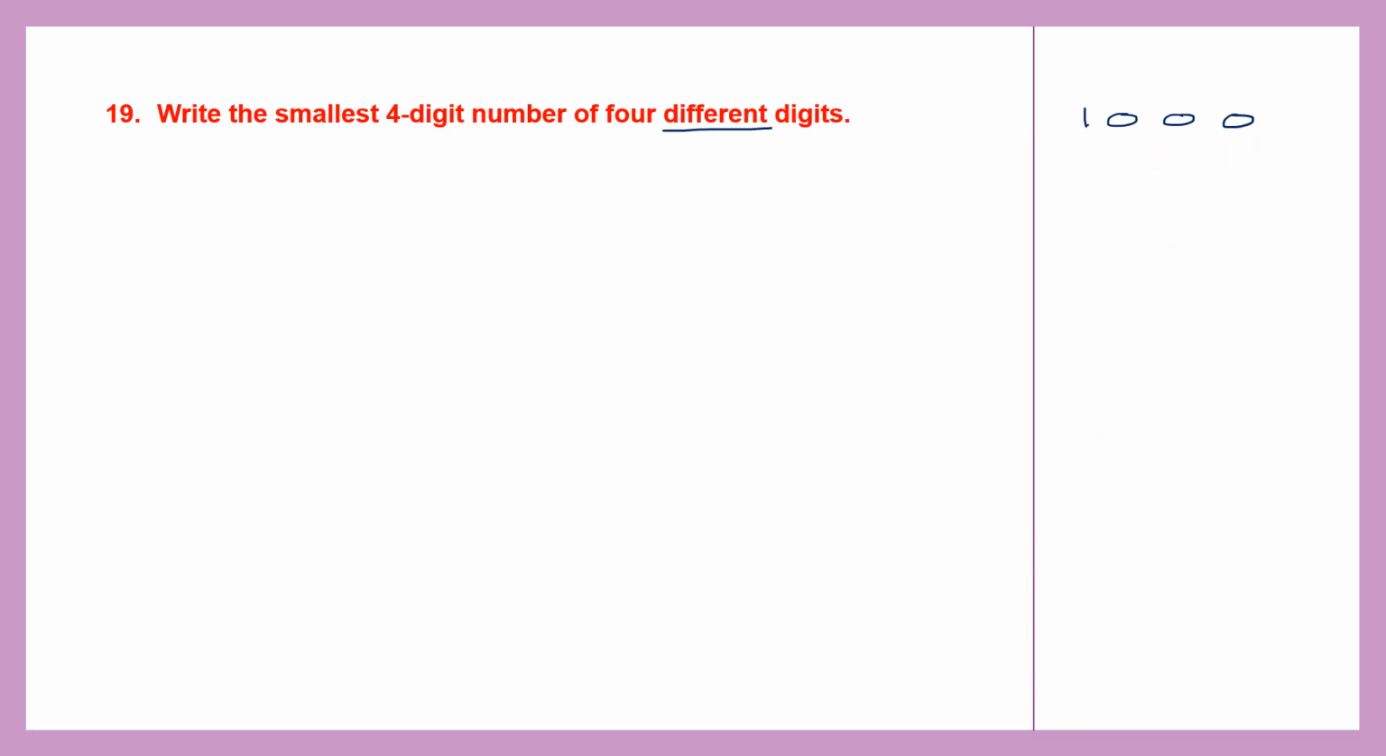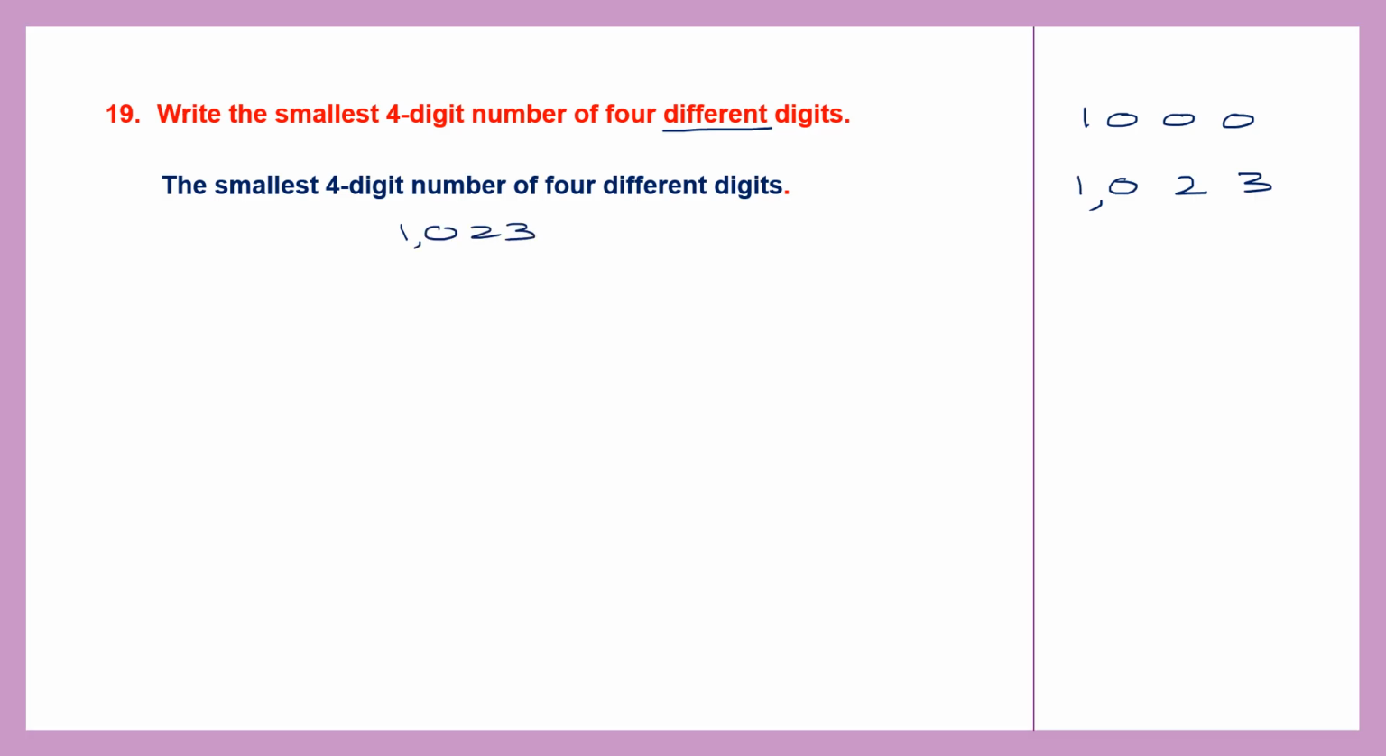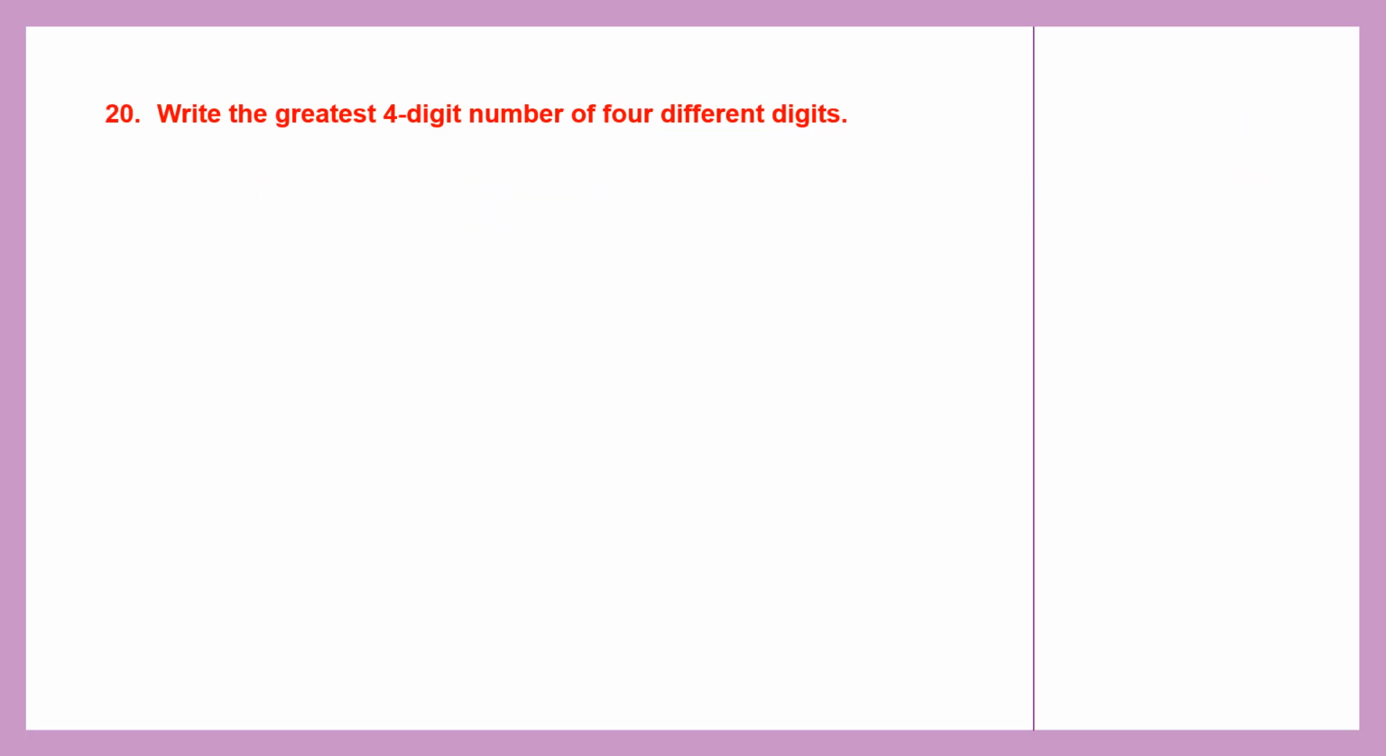So in this case, I can write 1 as it is and then 0. Now to form the smallest number, we go in ascending order, small to big. So we have 0, we have 1, the next number will be 2 and then 3. Now can you see this is 1023 and all 4 digits are different. So our answer, the smallest 4-digit number of 4 different digits, is 1023.